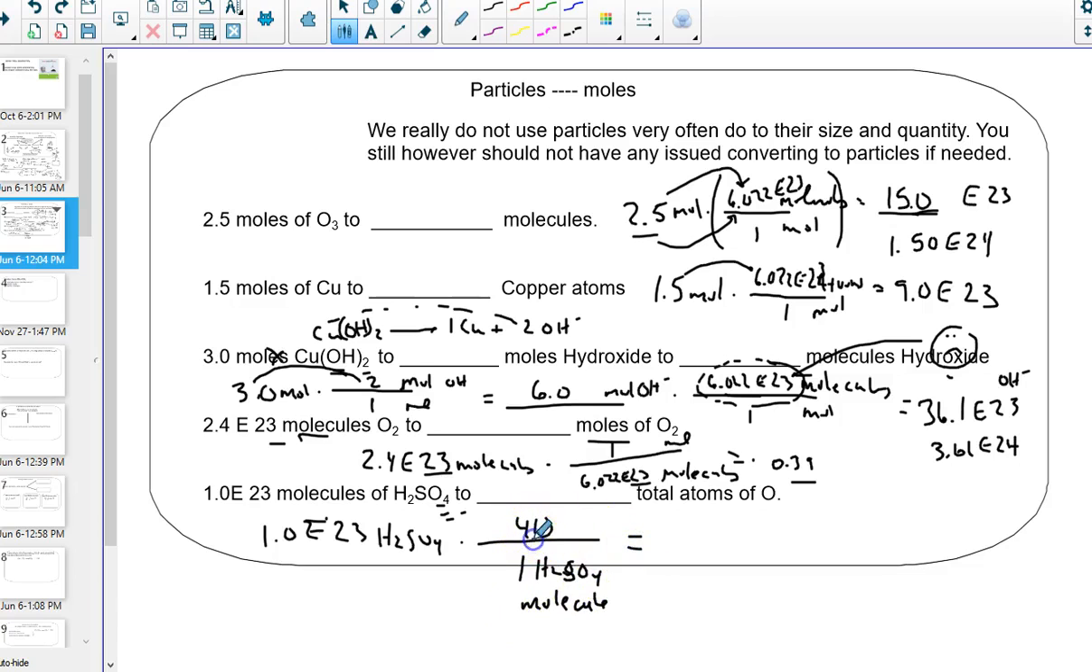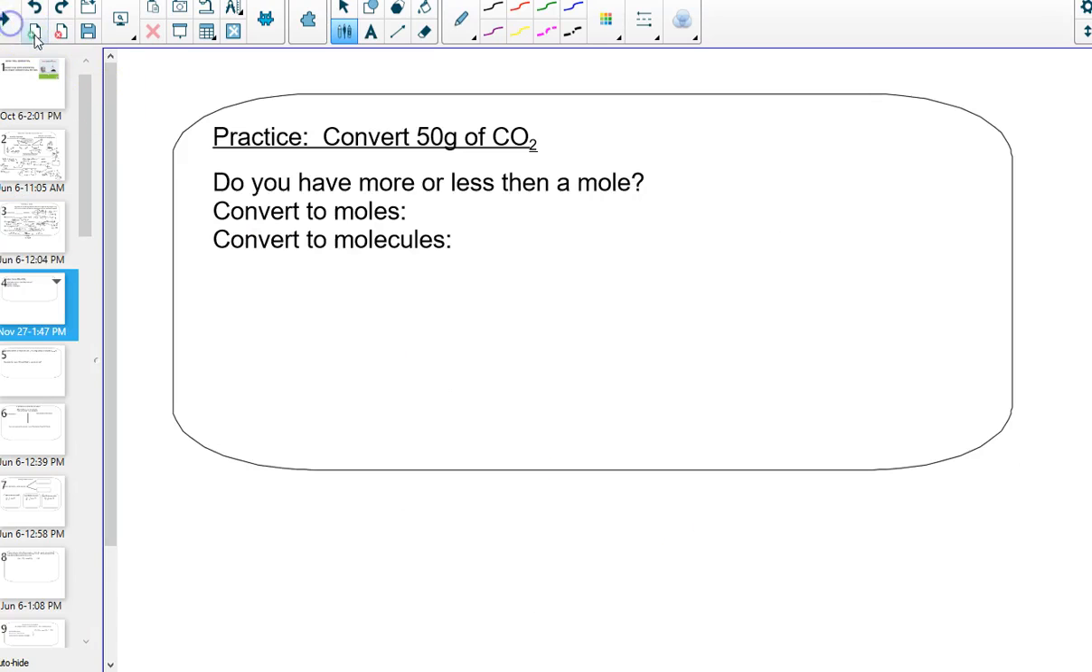Alright, 4.0. It's just 4, but you need the 0 on that. That's the exact ratio. 4 times 1 is just 4 e to the 23rd. Alright? Some basics.